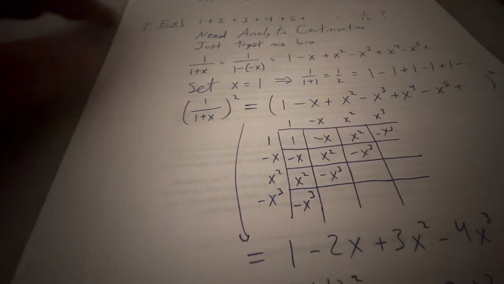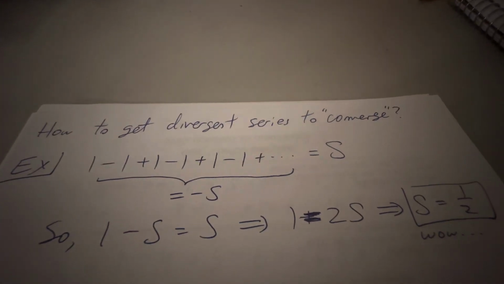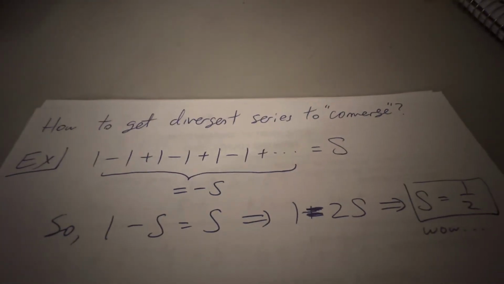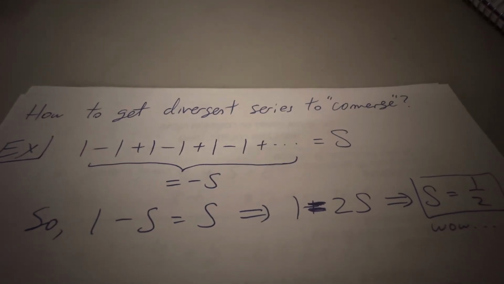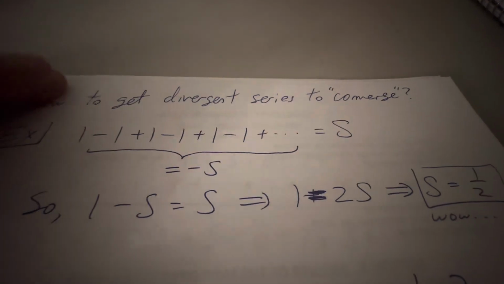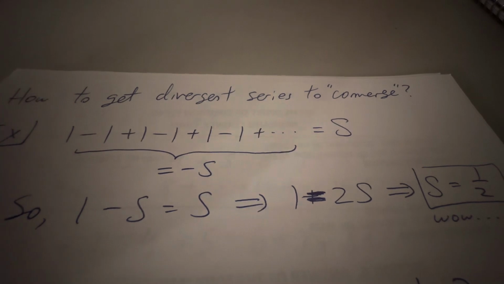But there are utilities, I guess, if you want to call it that way, where this formula can make some kind of sense for x values outside the radius of convergence. So how do you get divergent series to quote-unquote converge? And the first example I've written here is, I believe, called the Grandi series. I might be pronouncing that wrong. But we have 1 minus 1 plus 1 minus 1 plus 1 minus 1, so on and so forth.